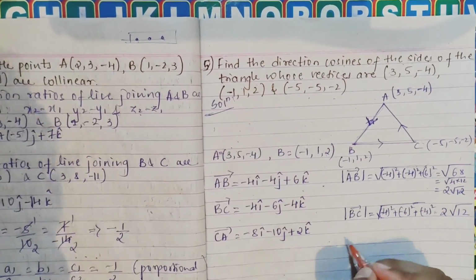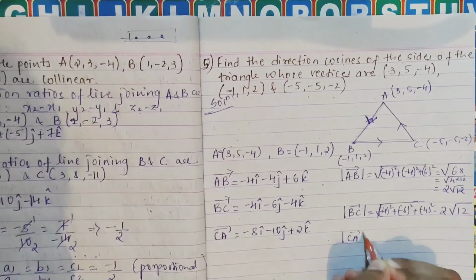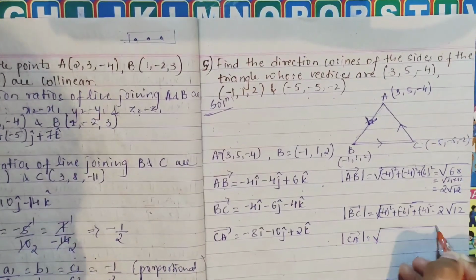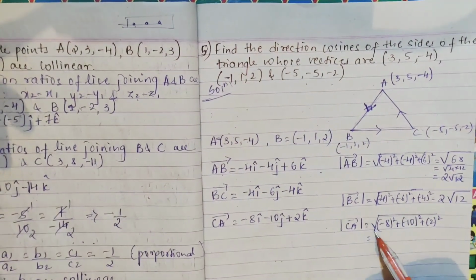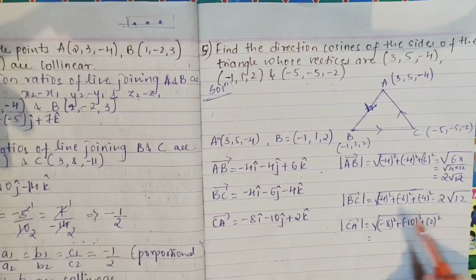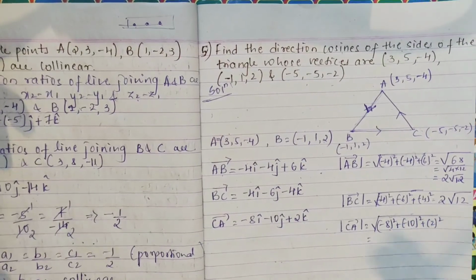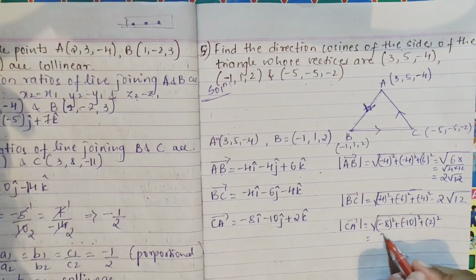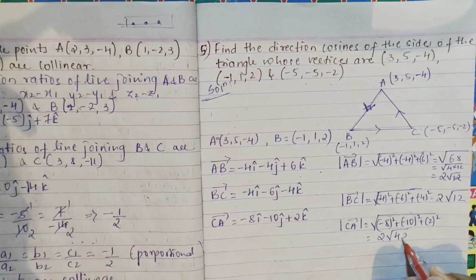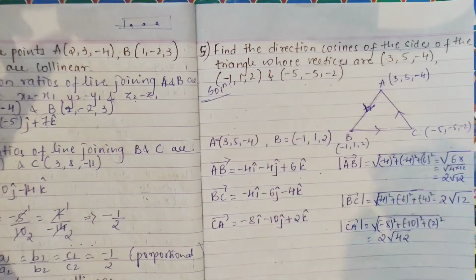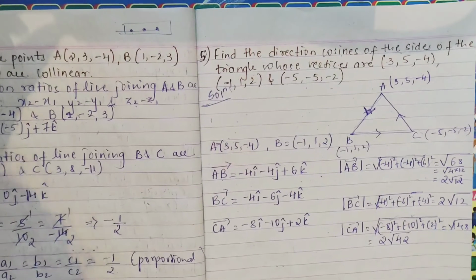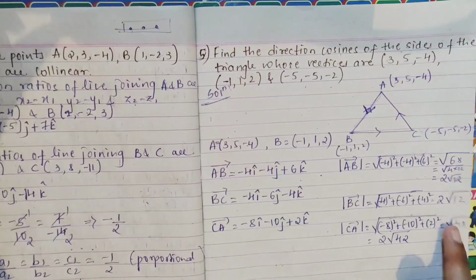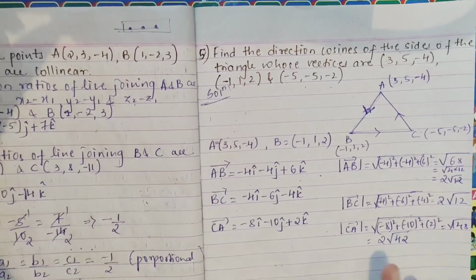Then you have vector CA. You'll get root of minus 8 square plus 10 square plus 2 square. So 64, 100, and 4 gives 168. If you do 4 into 42, you'll get 2 root 42. So the magnitudes you have got.